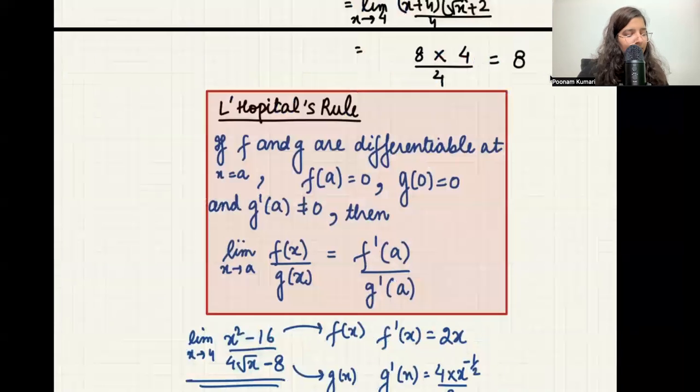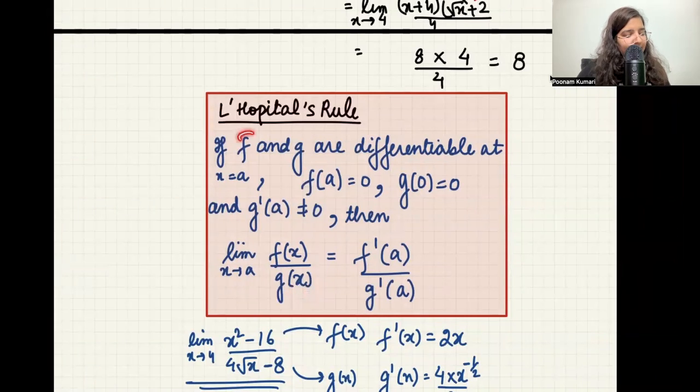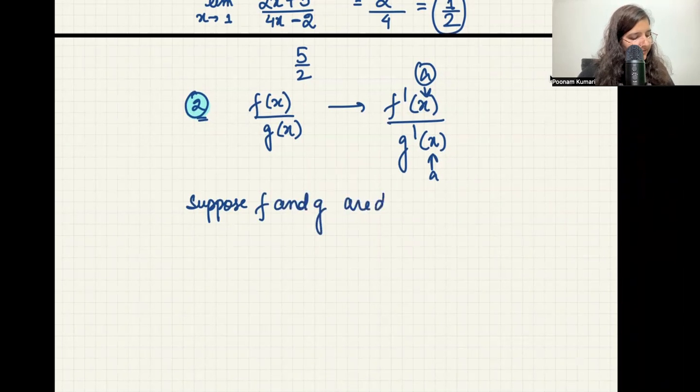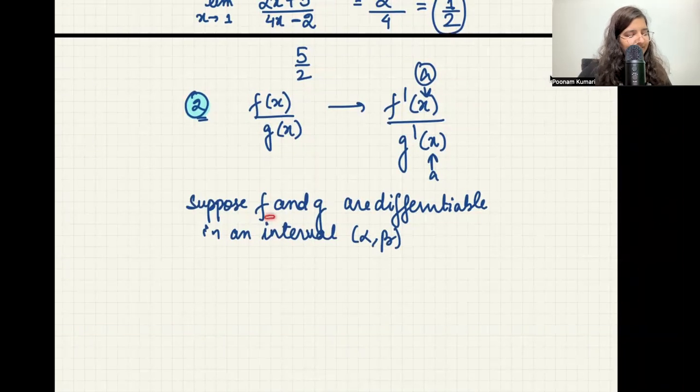So here, we said that when you find the limit, you find your differentiation at f and your differentiation at g. The more general version of L'Hopital's rule says your function doesn't even need to be differentiable at these points. So let's try and see what that version is saying. That version says, suppose you have functions f and g and they are differentiable in an interval alpha comma beta. So this is an interval in which your functions f and g are differentiable, around a.